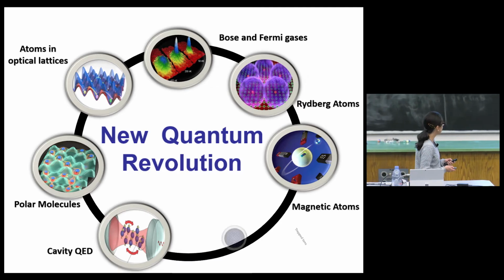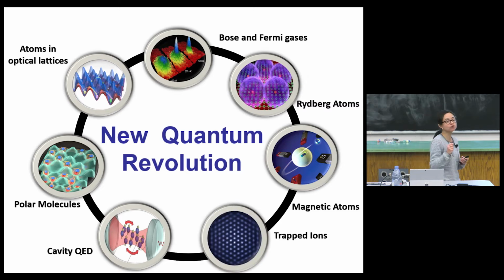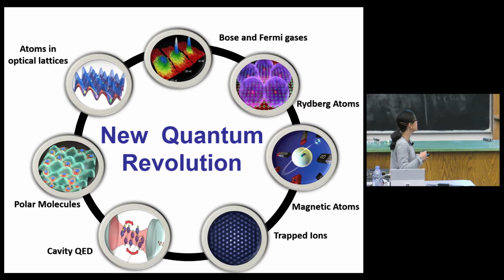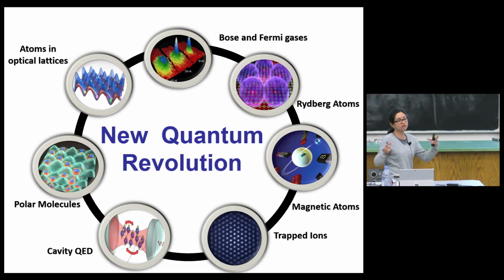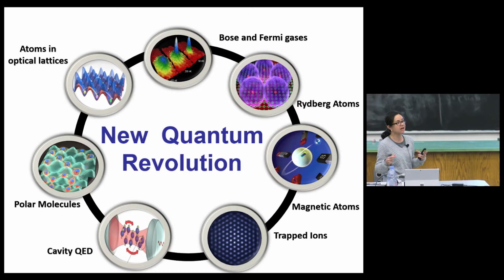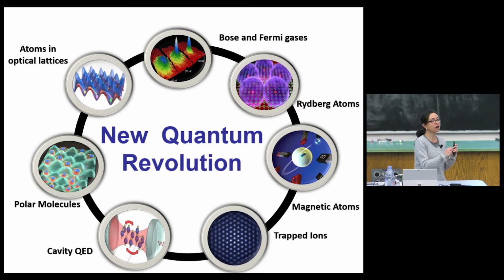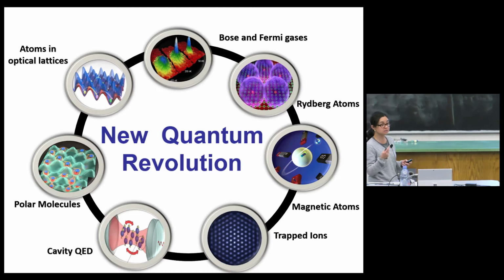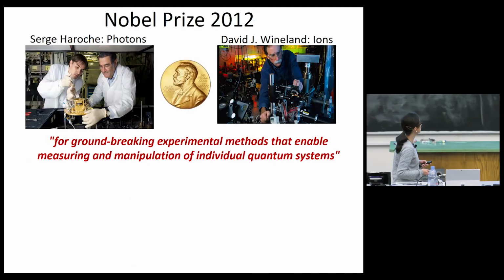And finally, we are able to control not only neutral atoms, but also ions. So there are charged particles. They form a self-assembled crystal and also offer the possibility of having interactions that are even tunable by laser beams. So we are going to learn a little bit more about these systems in this tutorial.